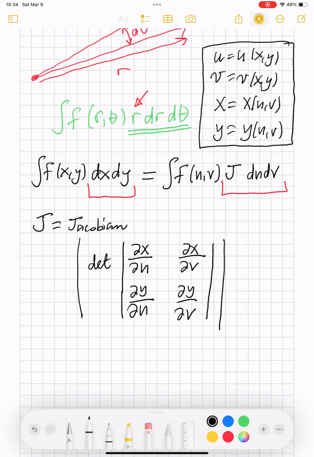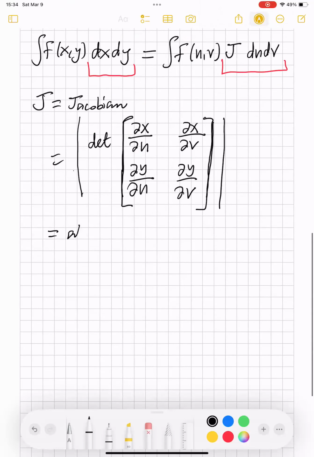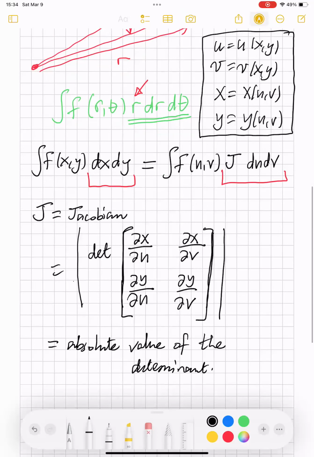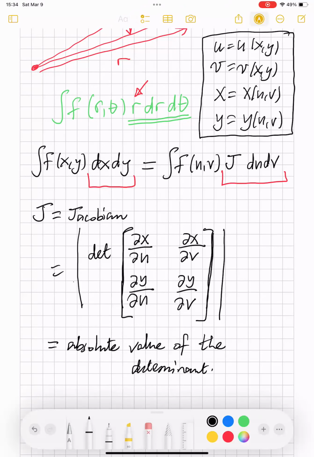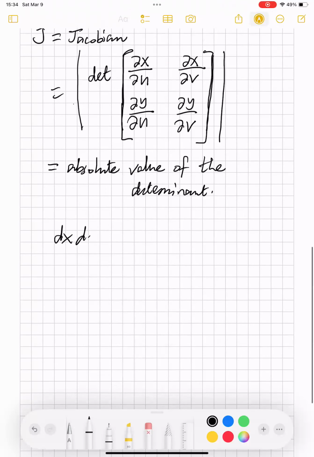So you would calculate the determinant and then take the absolute value. That'll give you the Jacobian. Just so that there's no confusion, this is the absolute value of the determinant. And that's the rule that tells you how the measure of the integral transforms: dx dy will be equal to J du dv.